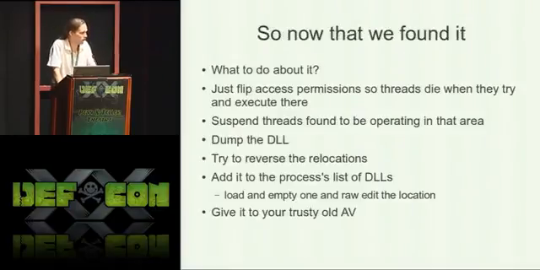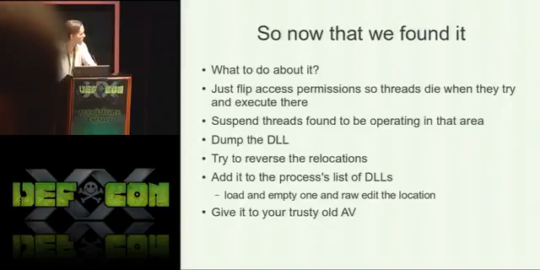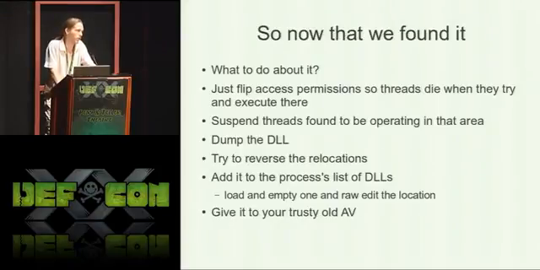So now that we found it, what do we do about it? Well, you could just flip access permissions so that threads that try and execute there get an access violation and die. Could be a very serious problem with false positives if you had a false positive in some system service, which would be very bad. You could also suspend threads found to be operating there, but since threads don't have attribution, you'd have to do it. For just reflectively injected DLLs, it's not horribly important to catch it immediately.